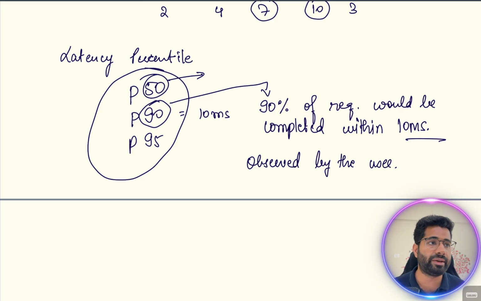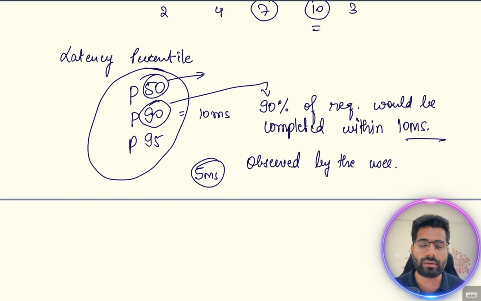So let's say there are 10 requests and the average latency of the system is 5 milliseconds. Okay, so the 10 requests are getting completed in 5 milliseconds. So the user is expecting his 11th request to be completed in 5 milliseconds as well. But let's say in some scenario the 11th request takes 10 milliseconds. Okay, these are the outlier requests, right?